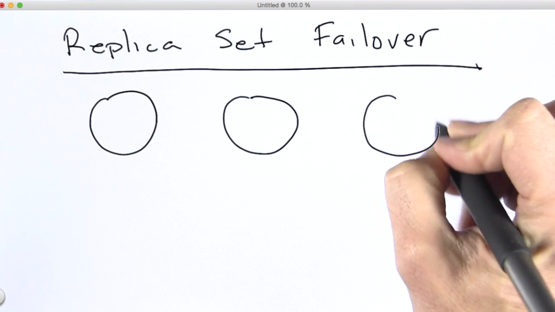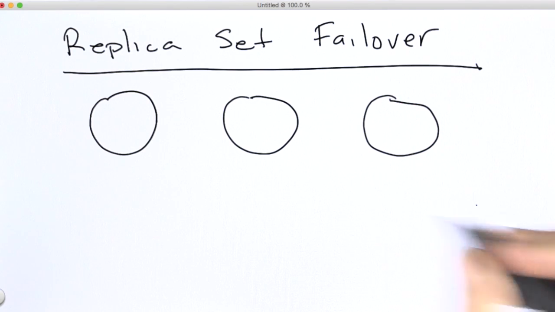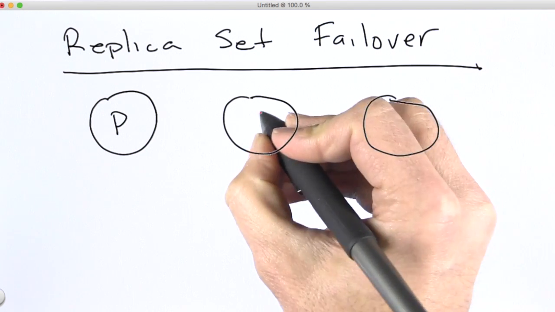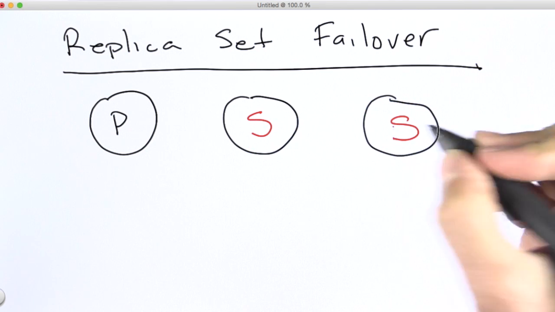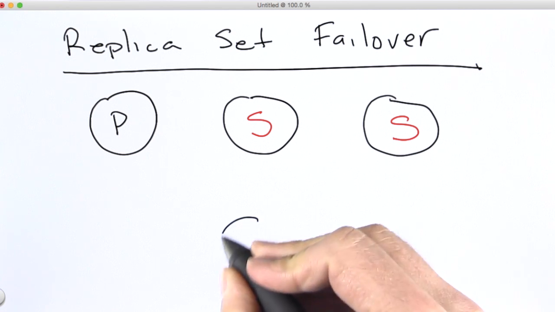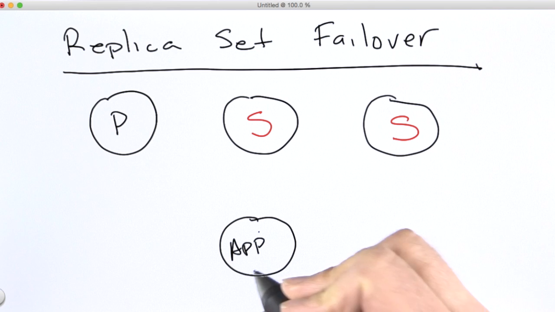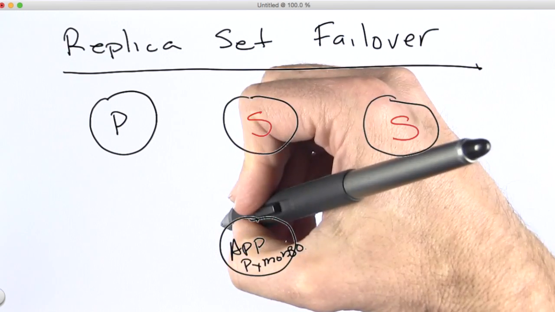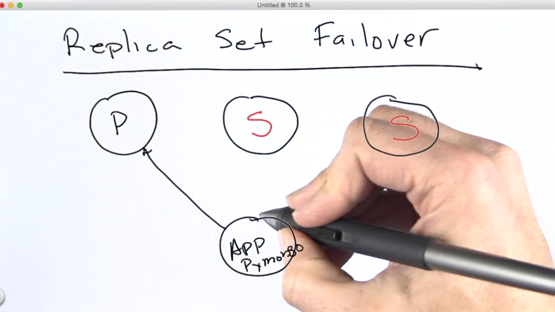Okay, let's talk in more detail about what happens when replica set failover occurs. If you have 3 MongoDB nodes in a replica set, and one of them is the primary and the others are secondaries, and you have your application using PyMongo, then the driver has a connection open to all members of the replica set.